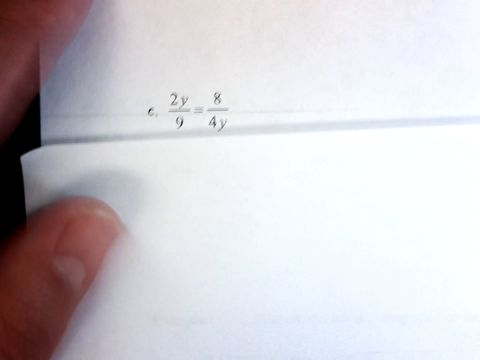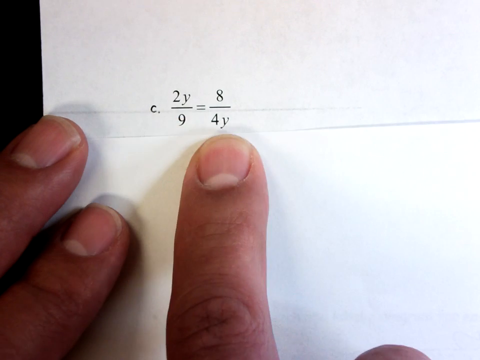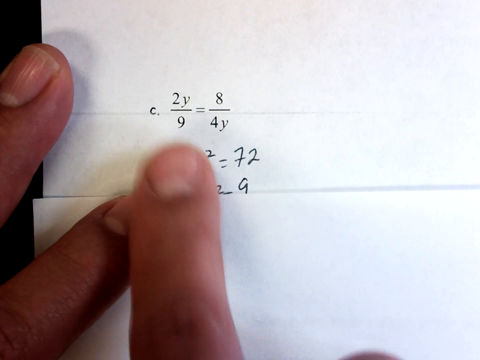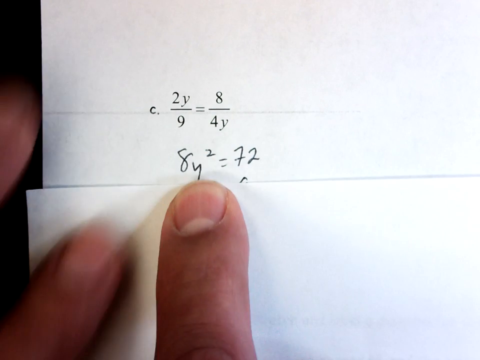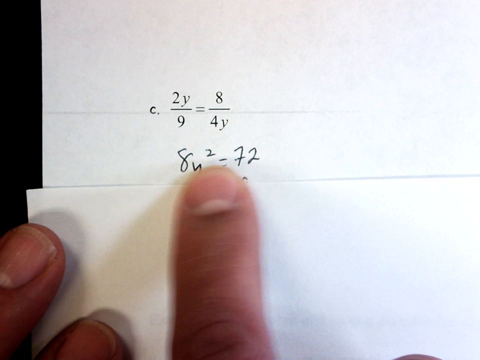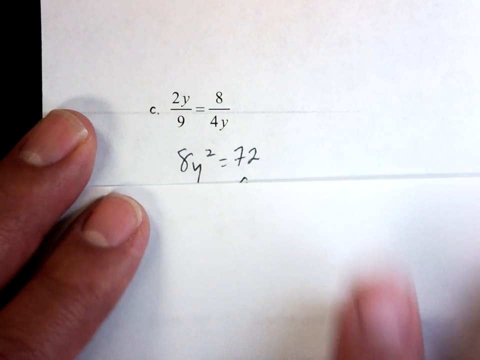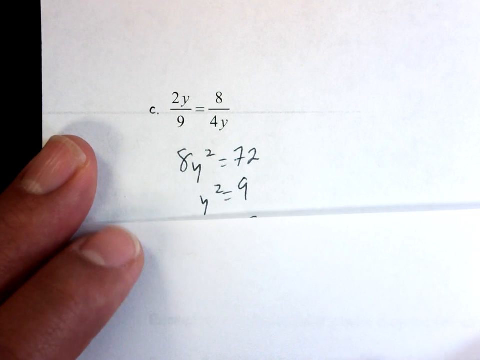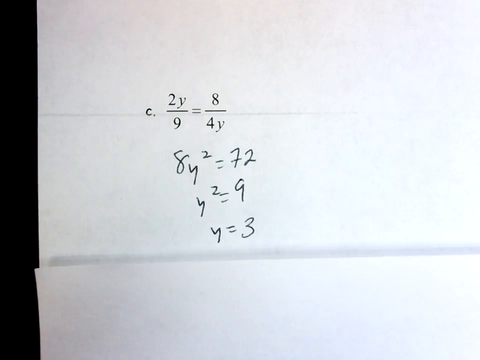So here we go, this one. Again, I've got to cross multiply. I've got to do 2y times 4y. That has to equal 9 times 8. So 2y times 4y is 8y squared. 9 times 8 is 72. So I have 8y squared equals 72. Divide both sides by 8, and you get y squared is equal to 9. So then y has to be equal to 3. Of course, negative 3 would also work as well.